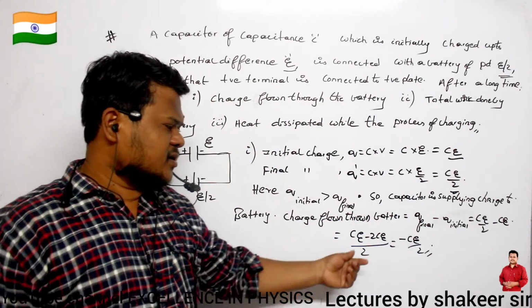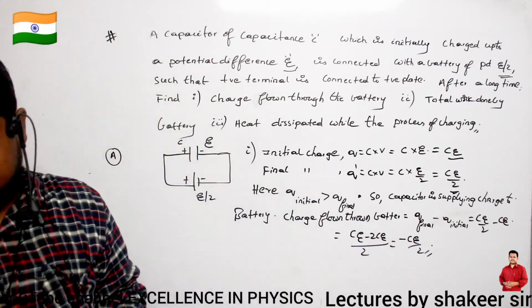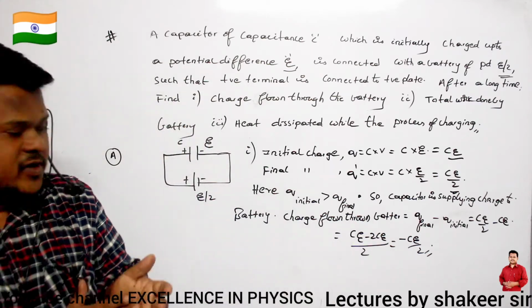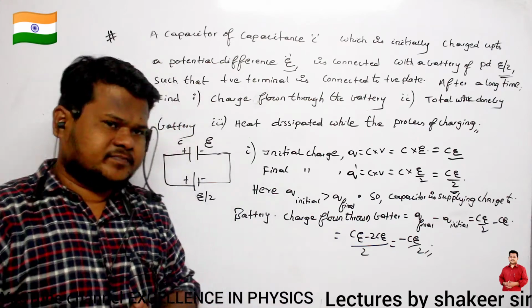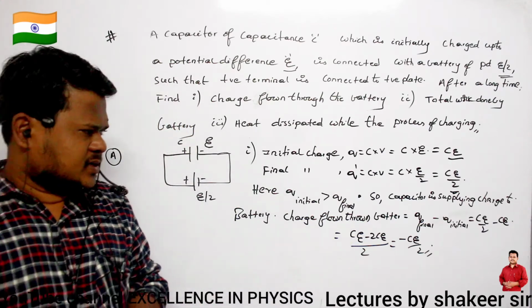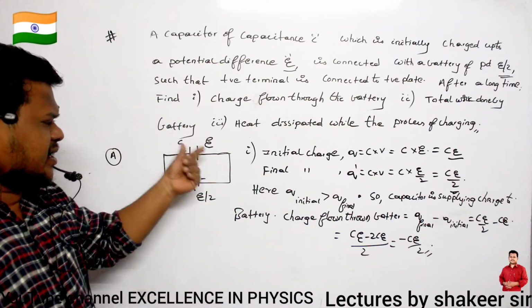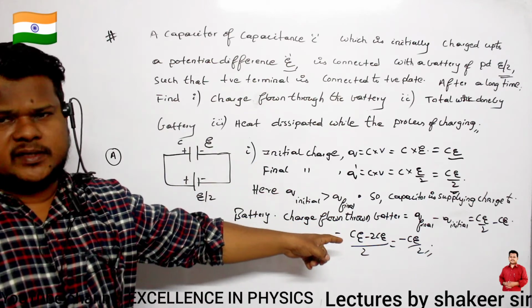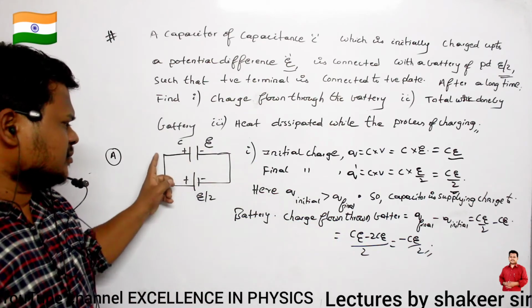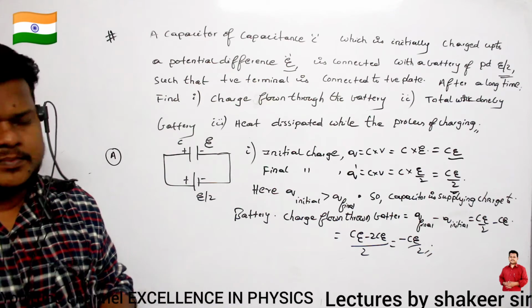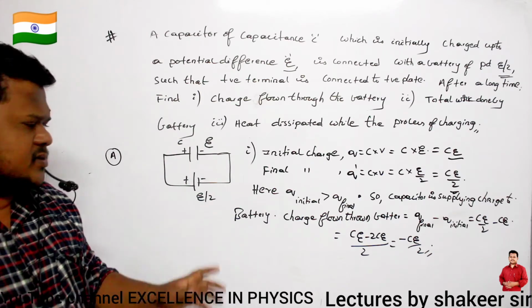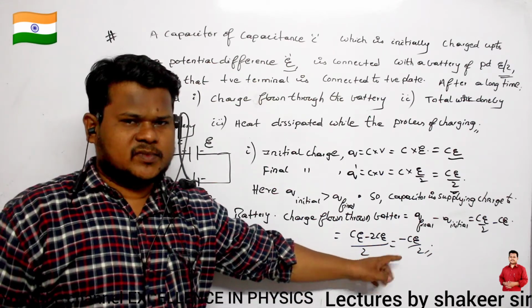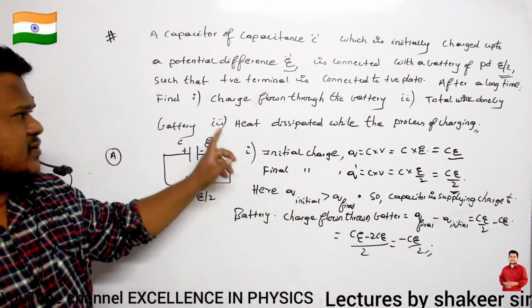So can you say why we got a negative symbol here? Why did we get a negative symbol here? If a battery is supplying charge, then we will get a positive symbol there. Clear? But the battery is receiving the charge. The battery is receiving the charge. So that is why we got a negative symbol here. Are you able to understand? So this is the answer for our first question.